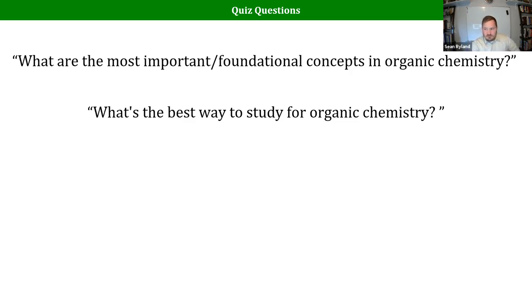Especially, we're talking about basically resonance and electronegativity. Almost everything can come back to those two things. So if you really spend the time trying to understand resonance, electronegativity, and stability, that's really going to help. There are going to be some parts where you're not quite there yet.